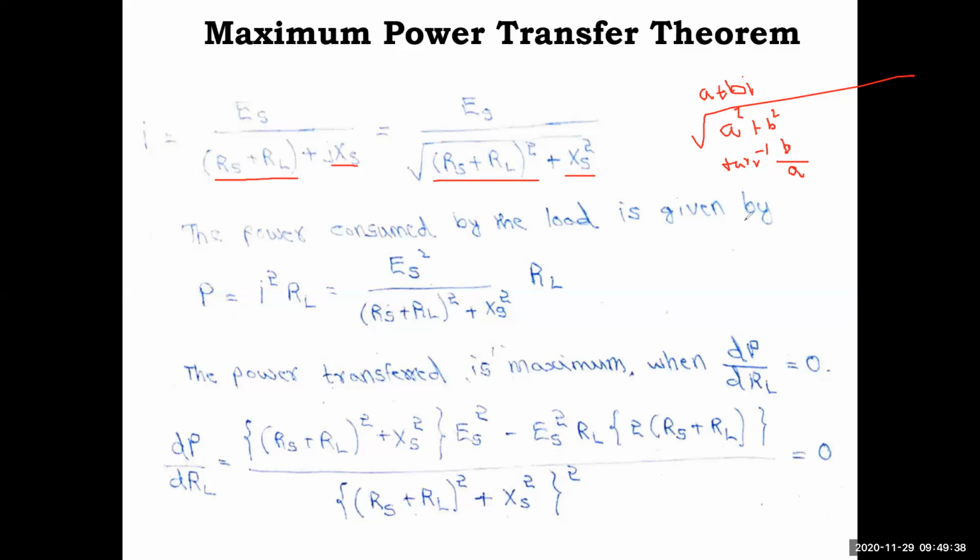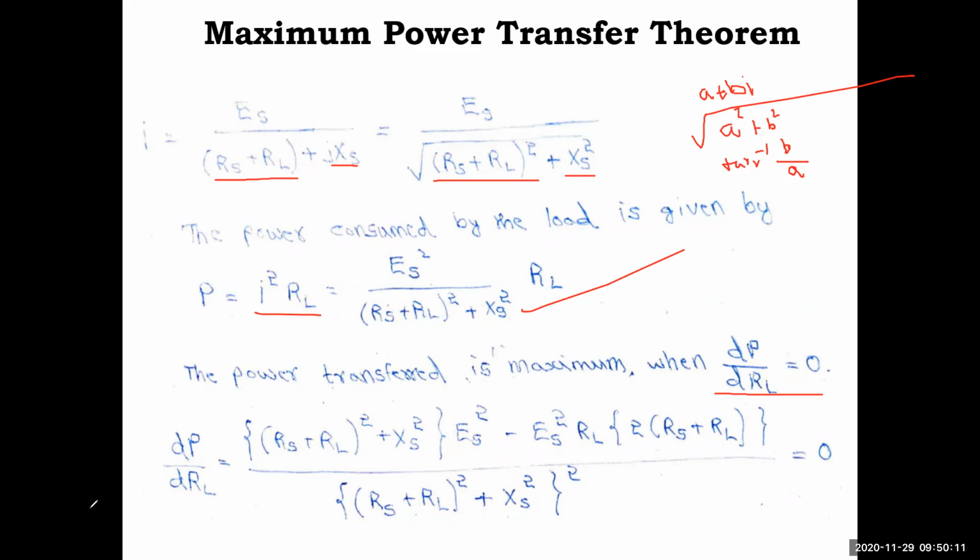Then we have to write the power equation. Power consumed by the load is given by I square into RL. Just substitute this equation: ES square by, so here I square is there, so the square root will cancel out, RS plus RL whole square plus XS square will remain, into RL. So this is the power equation. In the same way, the power transferred is maximum when the derivative of power with respect to load resistance is equal to 0.